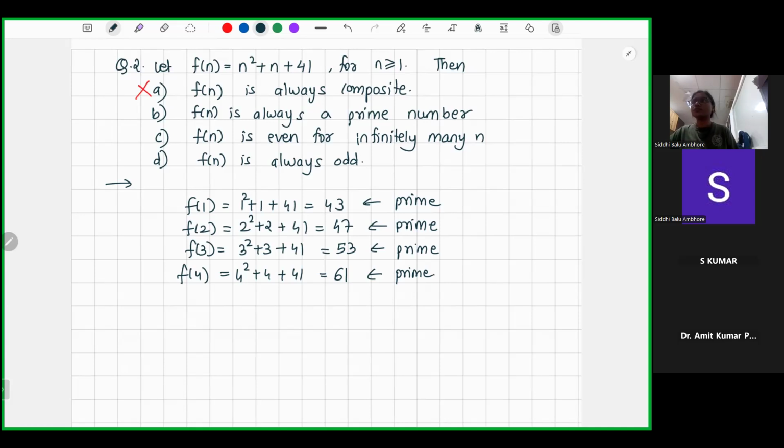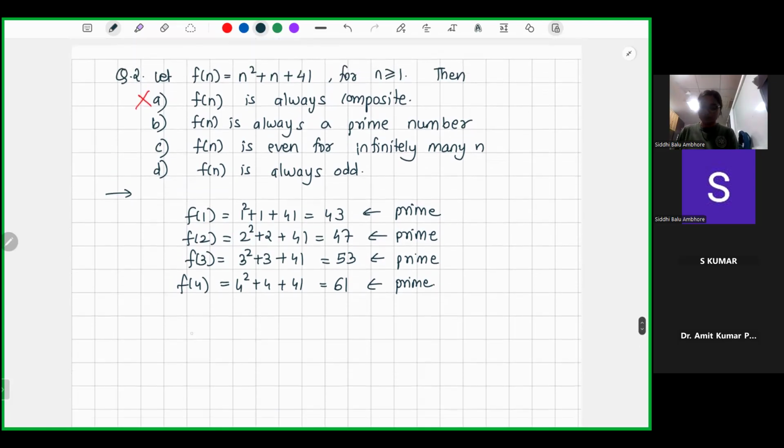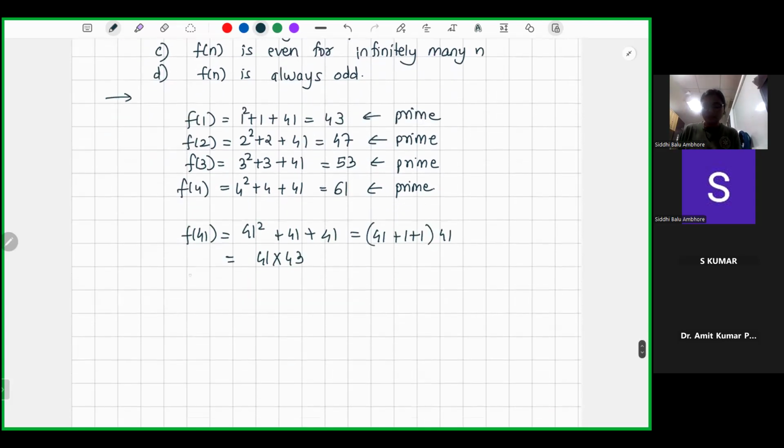So see, the simplest is here we have 41. So f of 41 will be what? 41 square plus 41 plus 41. So this will be 41 times 41 plus 1 plus 1, so we get 41 into 43. Okay, so f of 41.